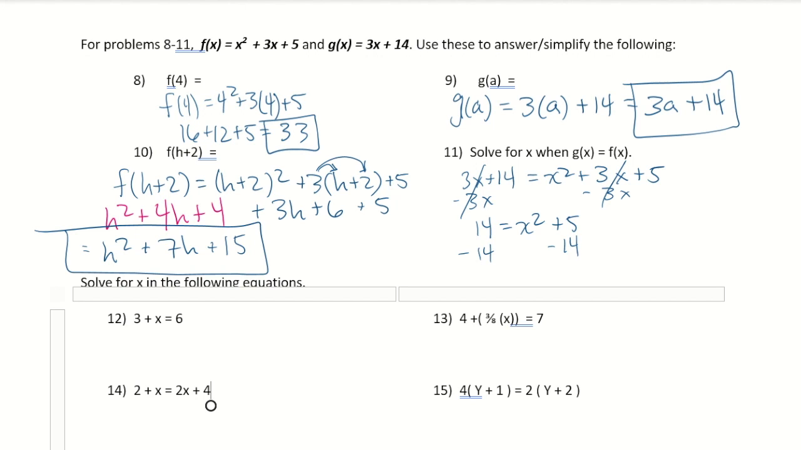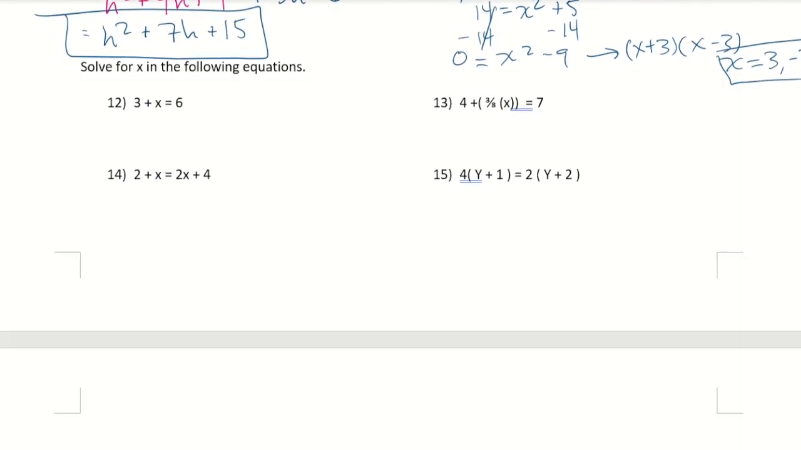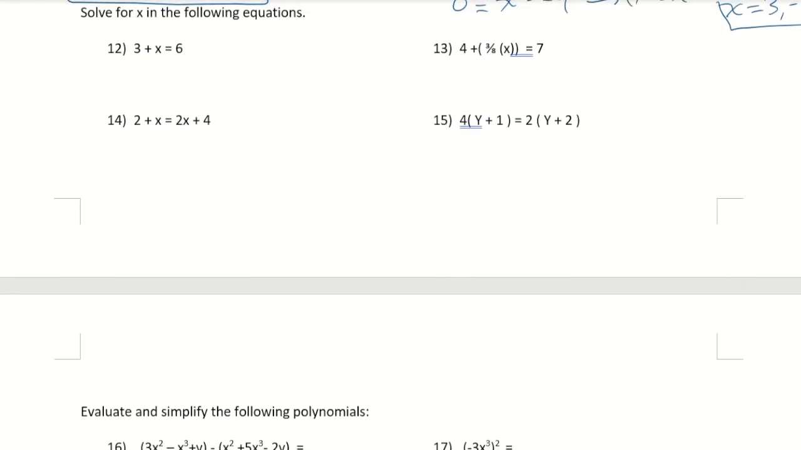When you have an x squared, you know you're going to have to set one side equal to 0 in order to solve it. So we get x squared minus 9. That's a difference of squares. That means we have x plus 3 times x minus 3, and then x is going to equal 3 and -3.